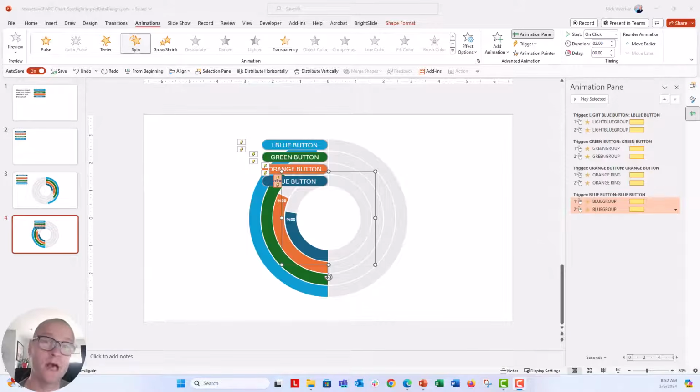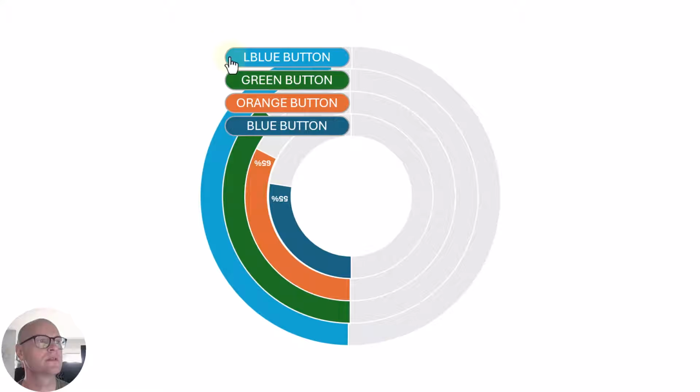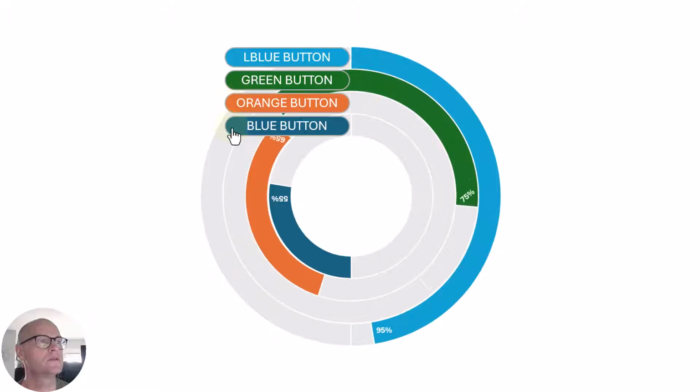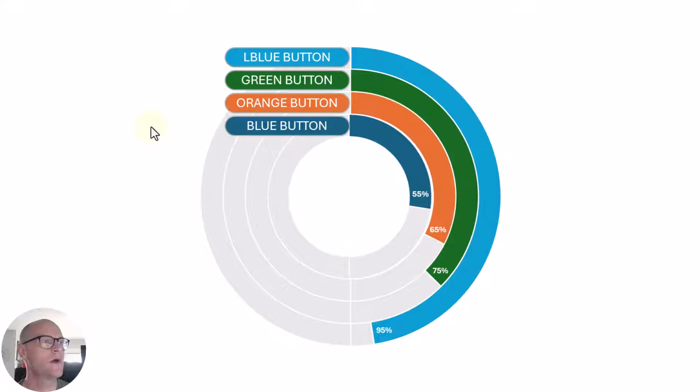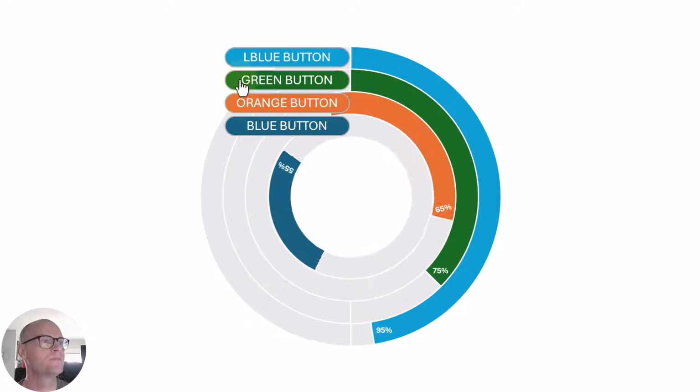All right, I've applied all of my animation sequences, my rotation animations with my triggers to all 4 of my rings. You can see them over here, all the trigger sections here, the 4 sections of triggers. Let's play it in slideshow mode and see if this works. Light blue there, green, orange, blue, and they all go out and they all come in.